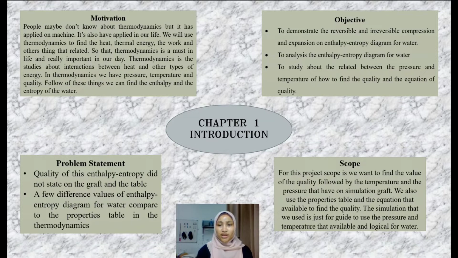As for the scope of this project, we want to find the value of quality by following the temperature and pressure on the simulation graph. We use the simulation graph to find the quality by taking the values of temperature and pressure on the diagram. With the HS diagram, it is easy for us to find the quality that we want.